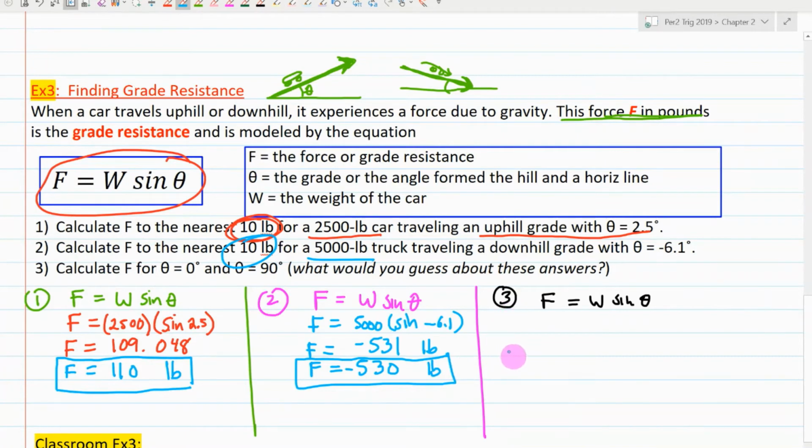All right, for the last one, it says calculate the force or the grade resistance when theta is 0. So when theta is 0, that means that there is no hill. Okay, there's no hill at all. And if there's no hill at all, then there's no force coming down the hill or up, or either way, actually, I should say. So there's no force because there's no hill.